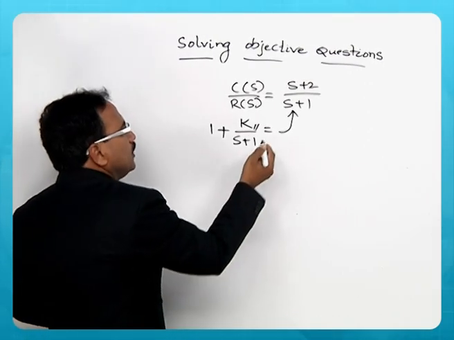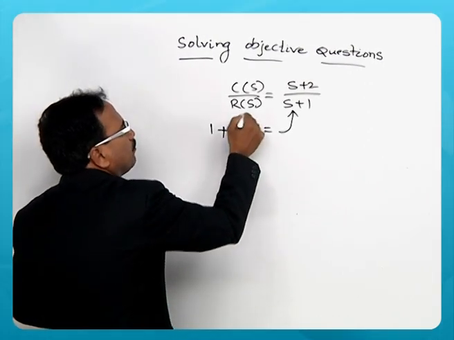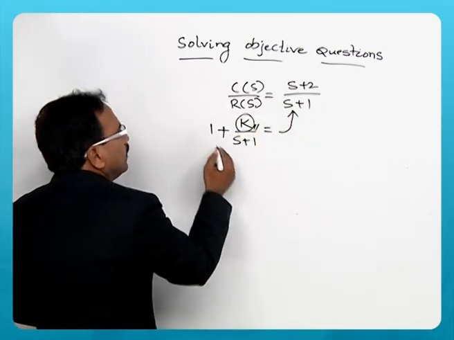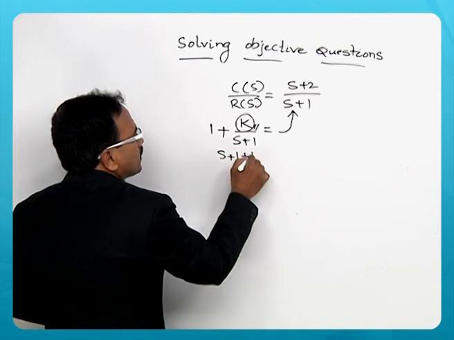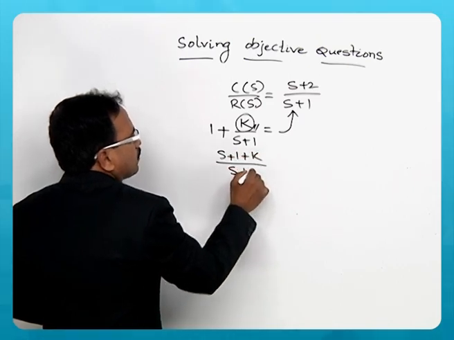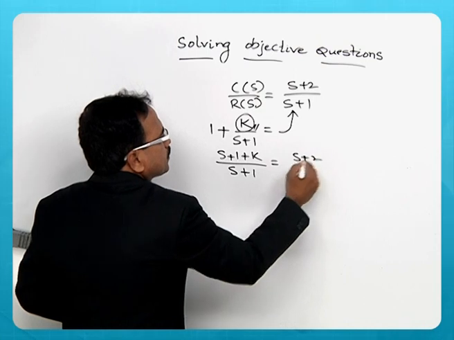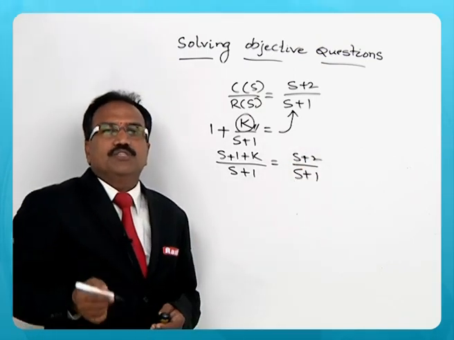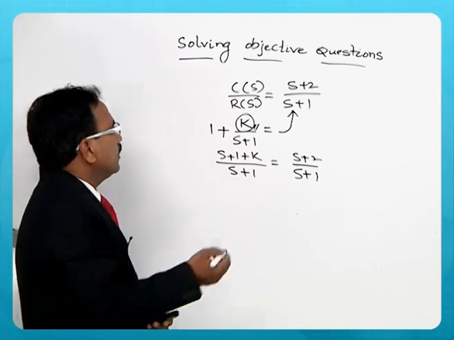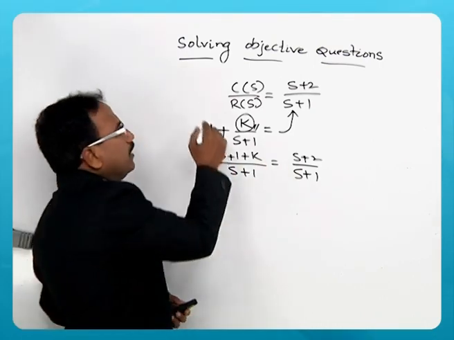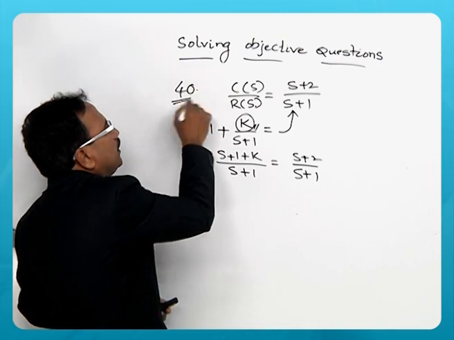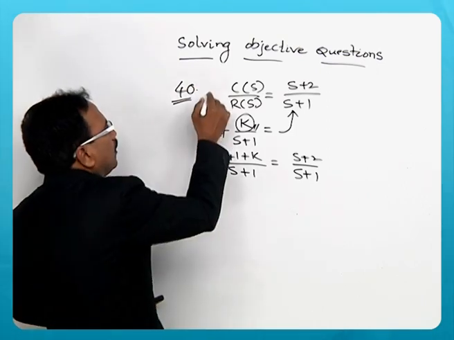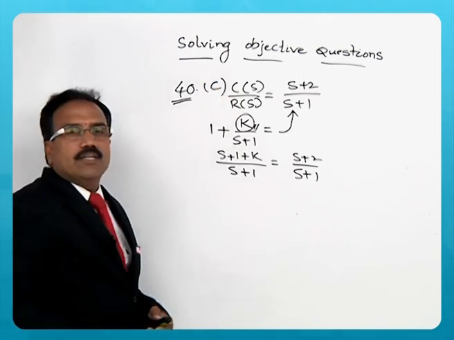So you can actually see what should be the value of K so that I can say that these two are equal. So here it is (s+1+K)/(s+1) is equal to (s+2)/(s+1). So obviously K value should be equal to 1 so that these two systems will be equal. So in the case of question number 40, option C is the right answer.